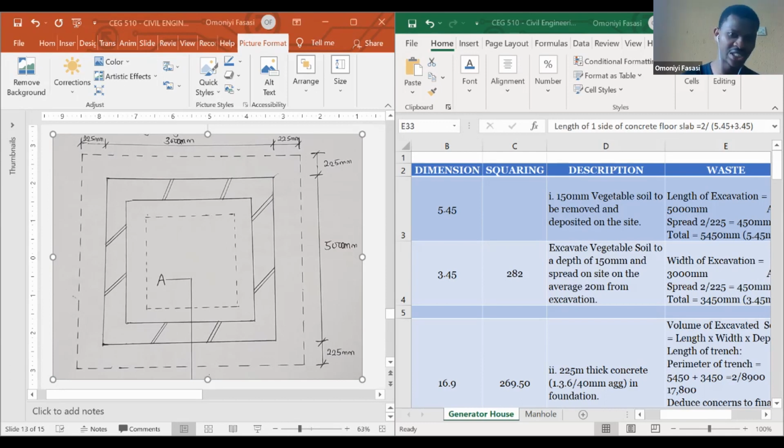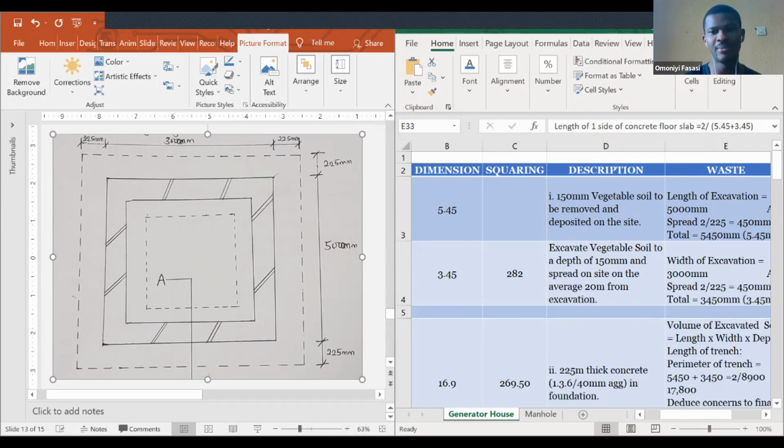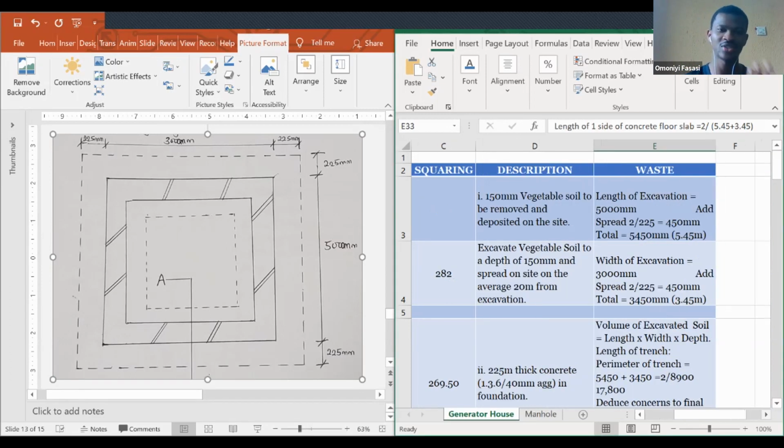So let's move on to the next. Now, I've been able to get my width and my length, just the normal way. But my calculation representation was different. Not that it is different from the normal one.